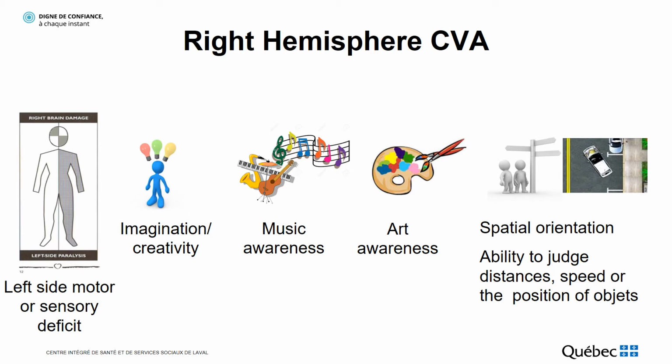You can make poor decisions because of your inability to judge distance or speed or positions of objects. You may also have facial weakness and problems with swallowing and memory loss.